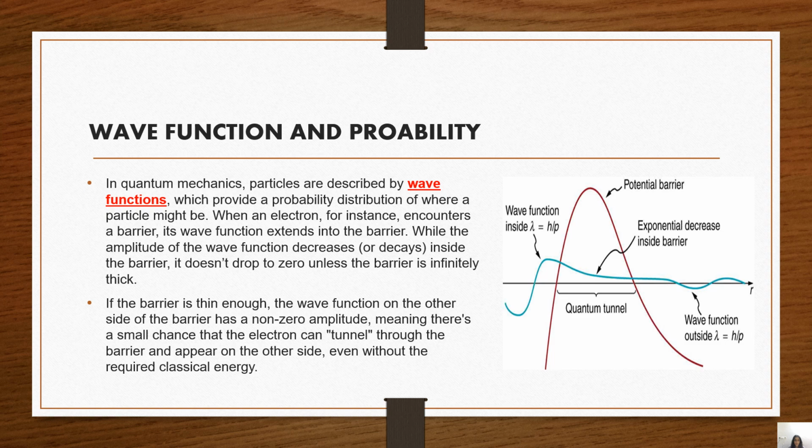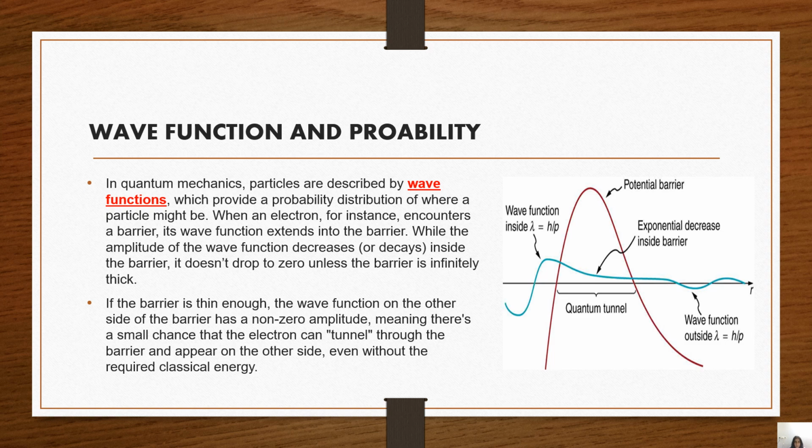Now, wave function and probability. In quantum mechanics, particles are described by wave functions, which provide a probability distribution of where a particle might be. When an electron, for instance, encounters a barrier, its wave function extends into the barrier, while the amplitude of the wave function decreases or decays inside the barrier. It doesn't drop to zero unless the barrier is infinitely thick. If the barrier is thin enough, the wave function on the other side of the barrier has a non-zero amplitude, meaning there's a small chance that an electron can tunnel through the barrier and appear on the other side, even without the required classical energy.